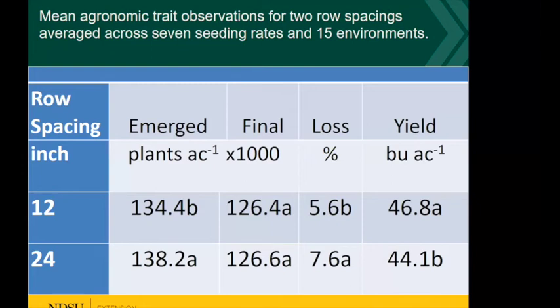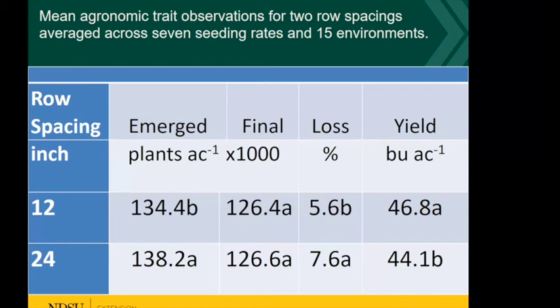So here we are comparing the row spacing, 12 inches and 24. I wanted to point out that the emerged stand is the first column, versus the final stand at the end of the season, just before harvest. And we can see here that there is a difference in loss. In the 12-inch, we had 5.6% loss. In the 24-inch, we had 7.6% loss.